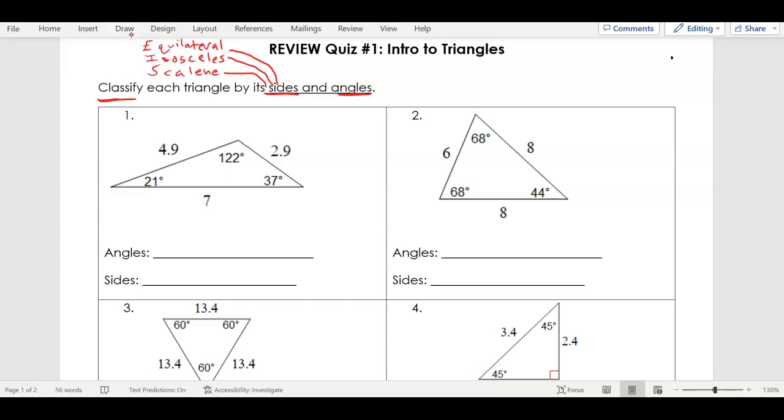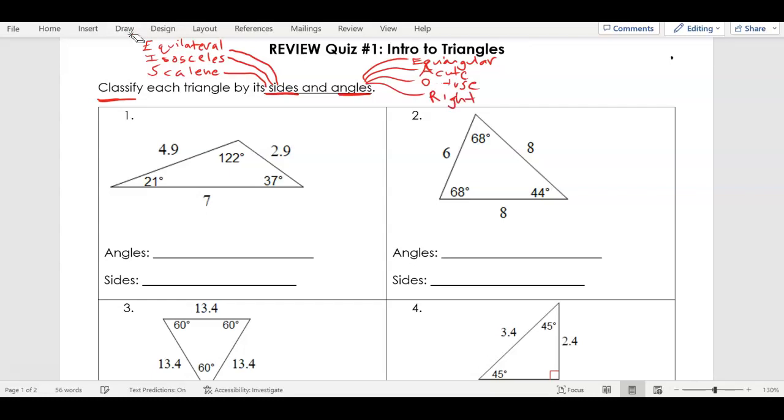So remember, equilateral is all three sides are equal. Isosceles, two sides are equal. Scalene, none are equal. So for angles, though, it can be equiangular if they're all the same, which means they're all 60 degrees, and also acute, which means all the angles are less than 90. Could also be obtuse or right.